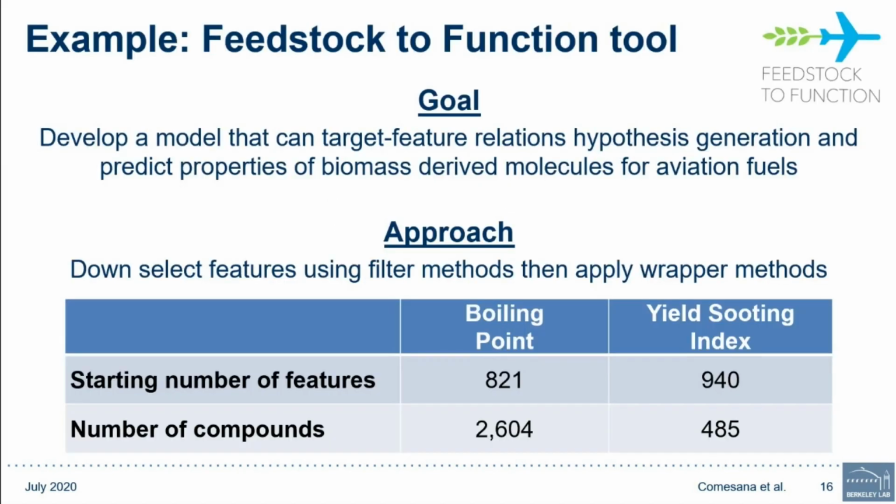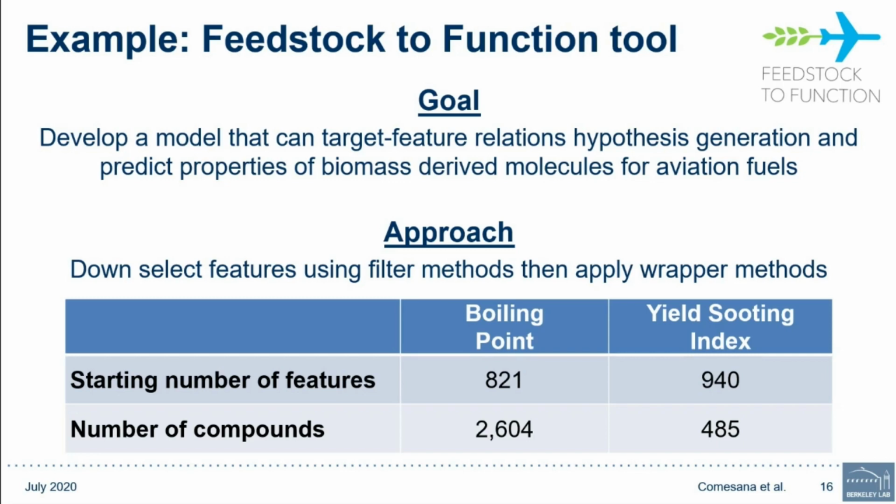So to demonstrate a sample workflow, we're going to be talking about Feedstock to Function. This tool aims to predict properties of different bio-derived jet fuels early in the fuel development cycle. And two sample properties that we're trying to predict, and we will be looking at here, are boiling point and yield sooting index, which are two properties of importance for understanding the performance of potential jet fuels.